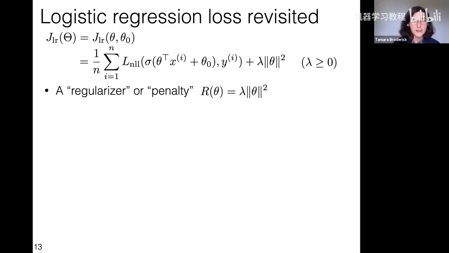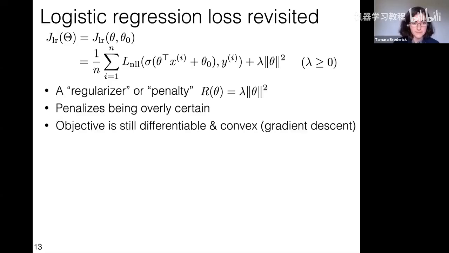And so whenever we have a really large in magnitude theta, that's going to increase our loss. In this particular case, this exactly penalizes being overly certain. Because if we just increase the magnitude of theta here without doing anything else, that's like saying we're more certain. That's increasing that steepness that we saw. Now, something that you can check is that the objective is still differentiable, so we can still run gradient descent. And it's still convex, so we're going to have nice properties of gradient descent.